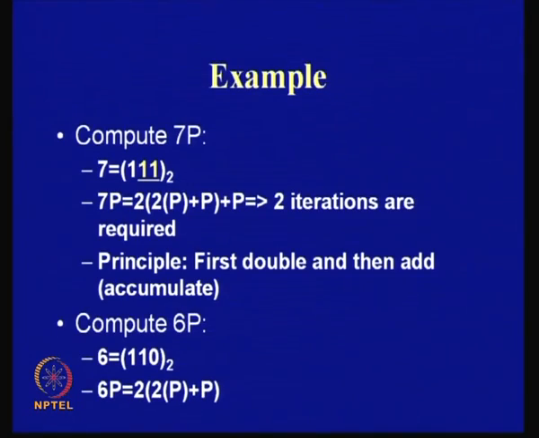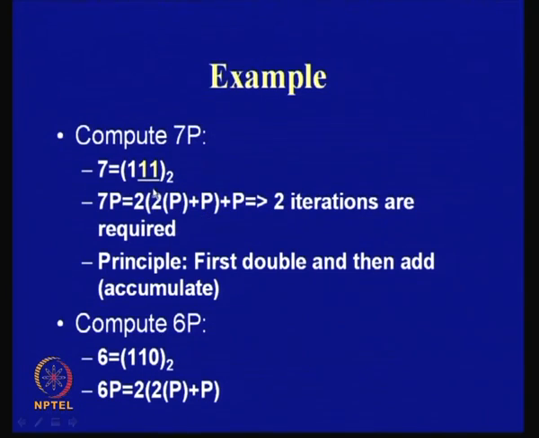So, you can consider an example. If I want to compute 7 into p, I will encode 7 as 1 1 1. You note that this is the first time when you have got a 1. When you are encoding from MSB, this is the first 1 that you are actually considering. If it is a 1, then you have to do not only a 2 into p, but also add that with the corresponding p. That is, you have to do the doubling as well as an addition operation.